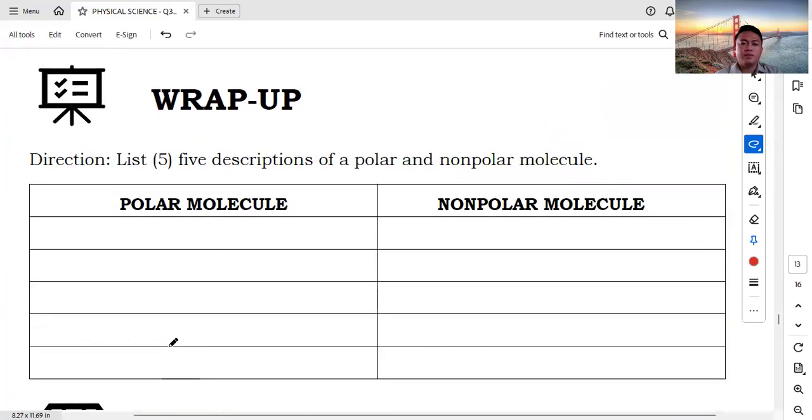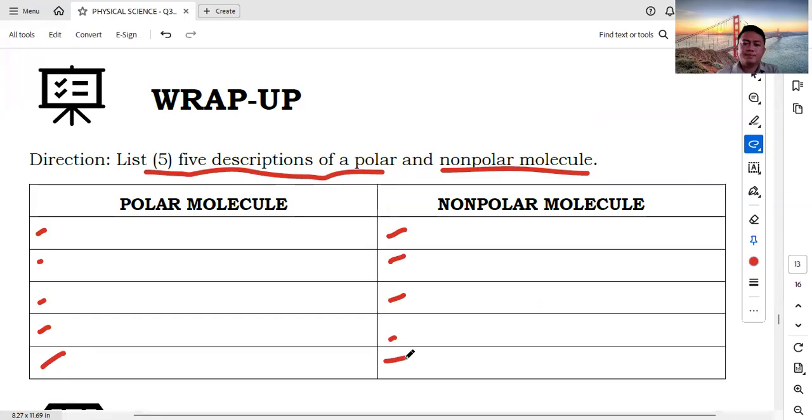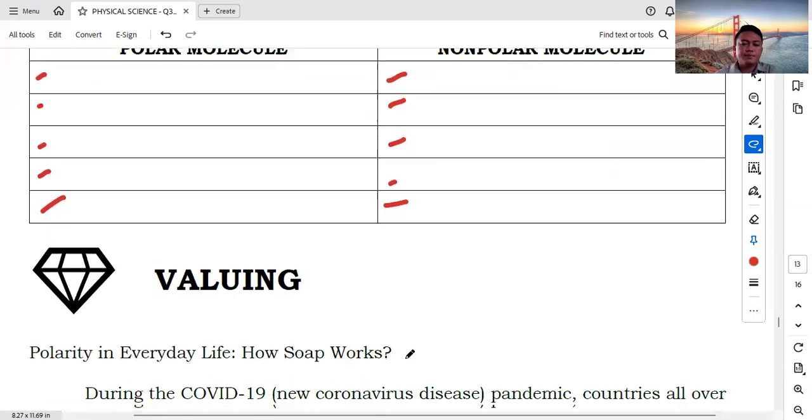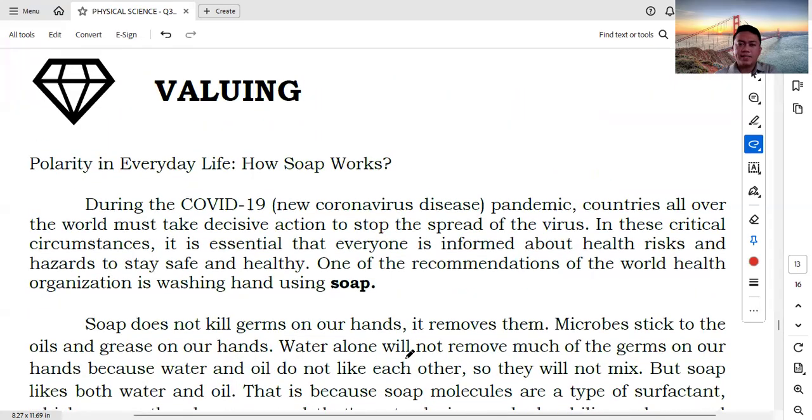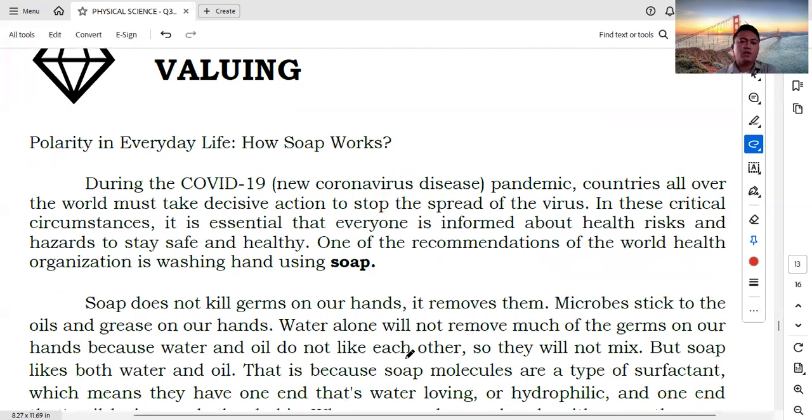For our wrap-up activities, kindly list 5 descriptions of a polar and a non-polar molecule. So simply, you enumerate here 1, 2, 3, 4, and 5. For the non-polar, you also have 1, 2, 3, 4, and 5. And for our assignment, kindly use your activity notebook. Polarity in everyday life: how soap works.